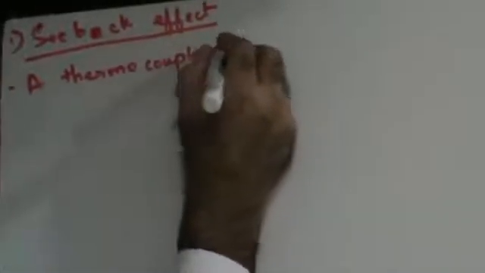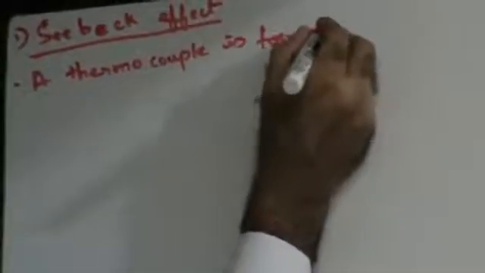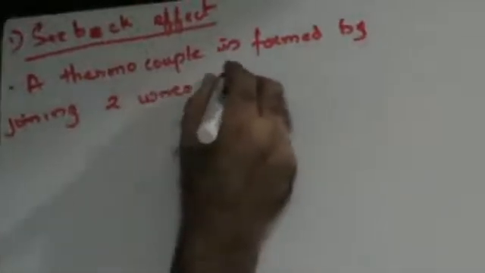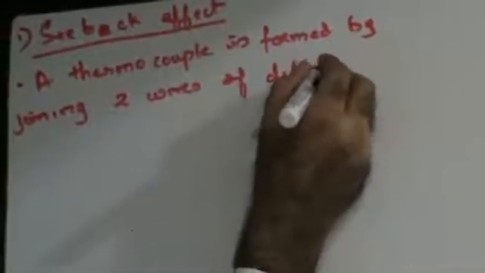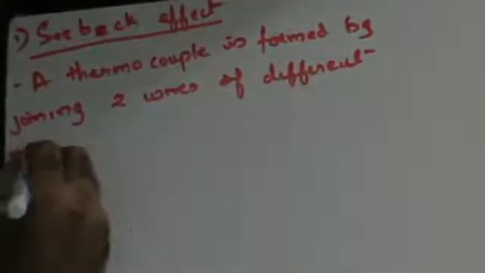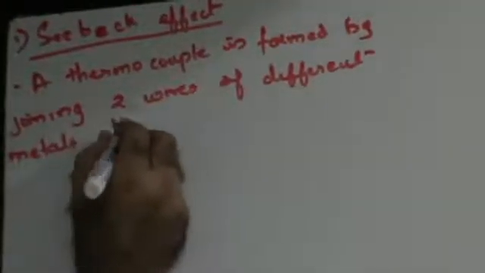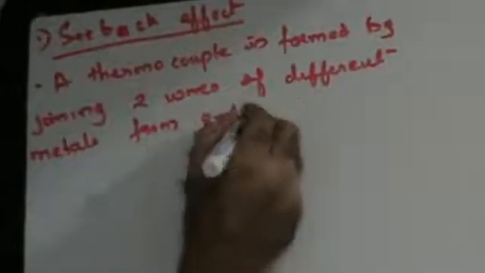Now, we know that a thermocouple is formed by joining two wires of different metals from end to end. Right?